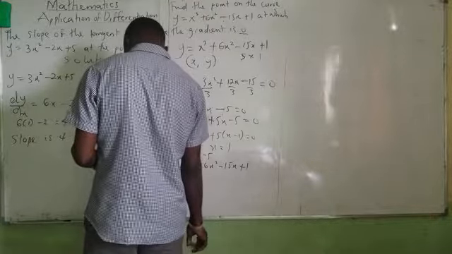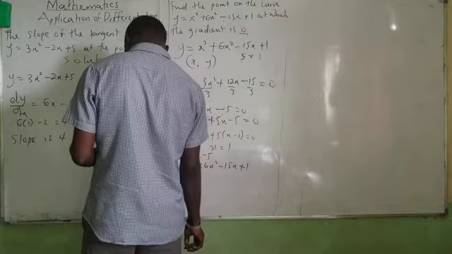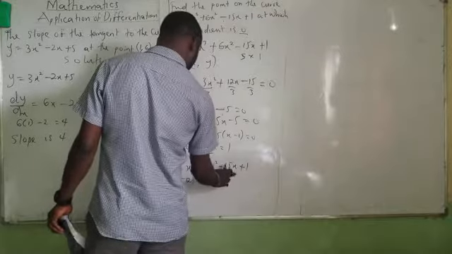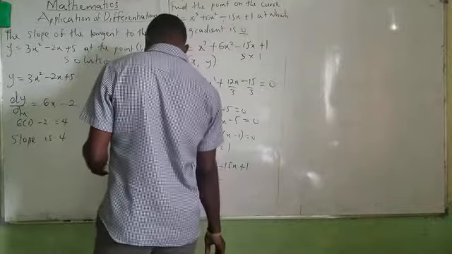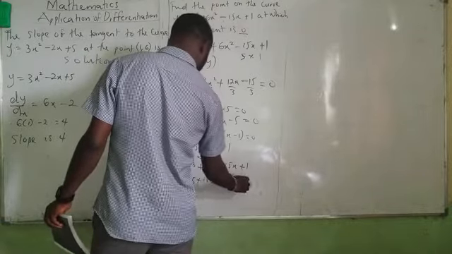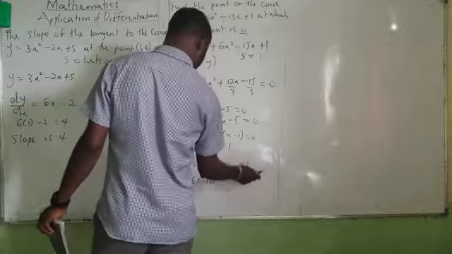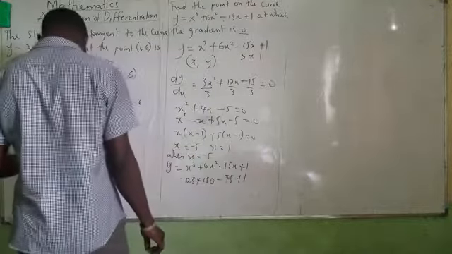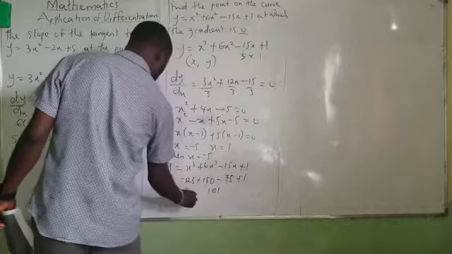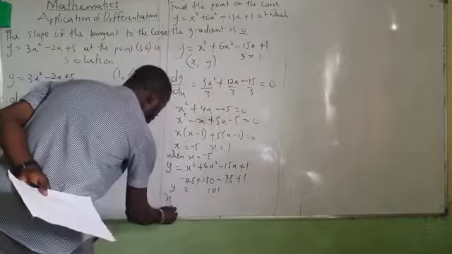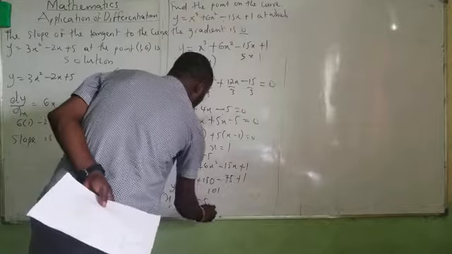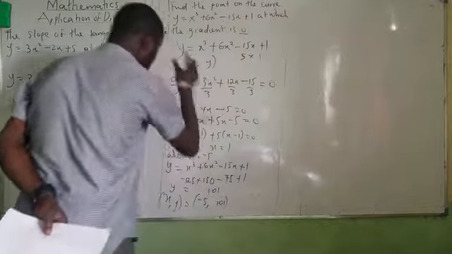Oh, that should be 150 minus, that will be 75. 75 plus what? Plus 1, which I will be having 101, which is y equals 101. It means x comma y here will be equal to minus 5 comma 101. That is for that.